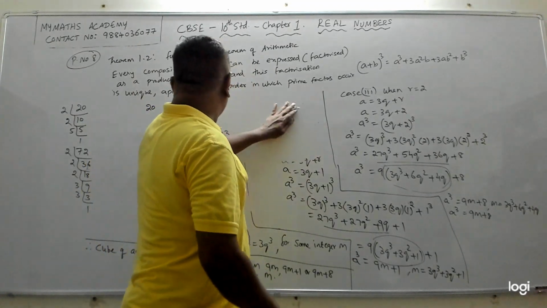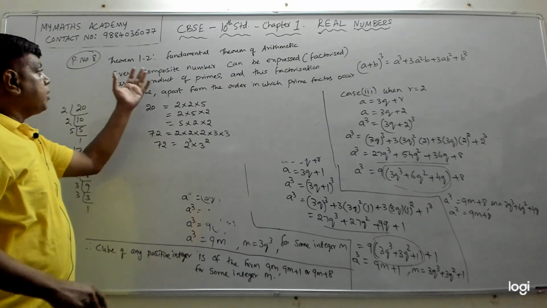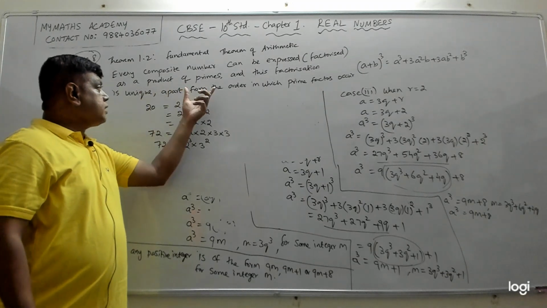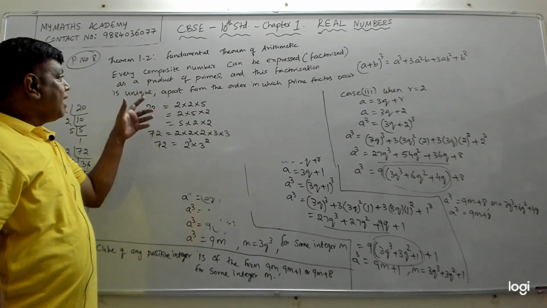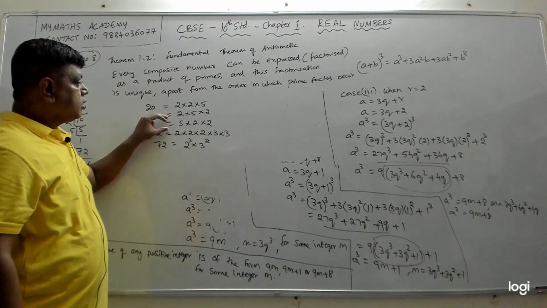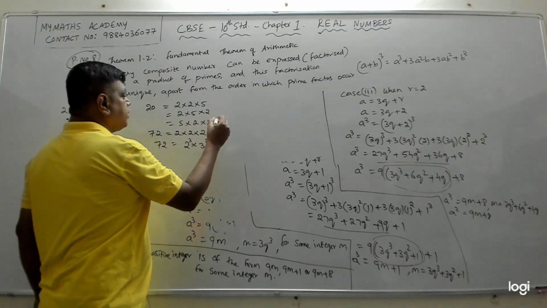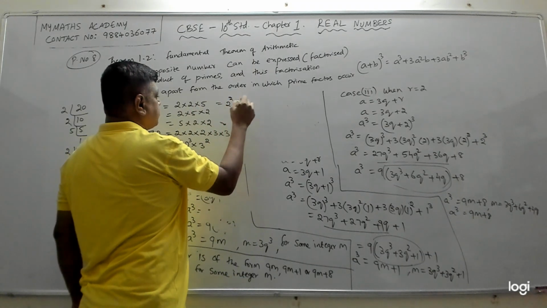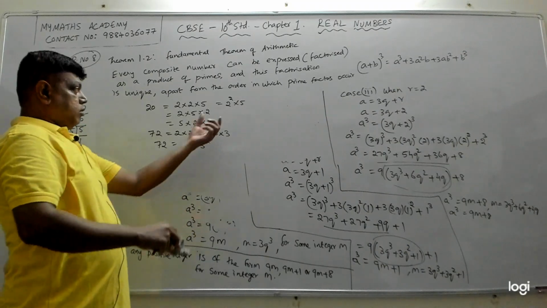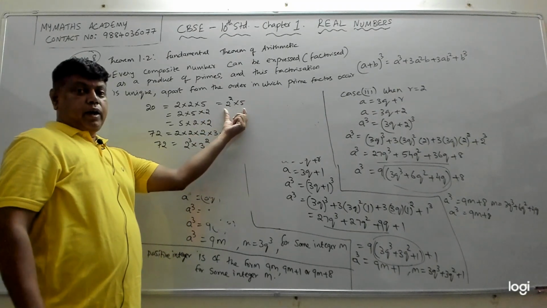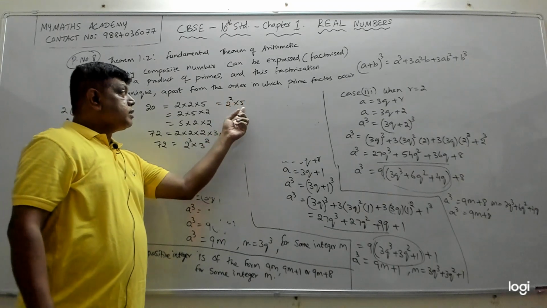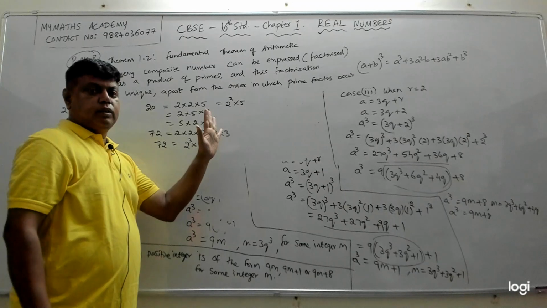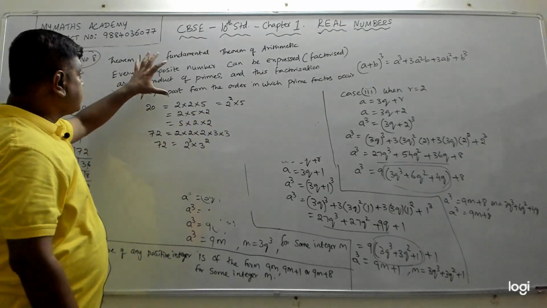Fine? Okay, these are earlier things that you know. So this is what the fundamental theorem of arithmetic says: every composite number can be expressed or factorized as a product of primes, and this factorization is unique. So you can also write this as 2 square into 5. This is unique, but apart from the order in which the prime factors are. I can write 5 into 2 square, or 2 square into 5, but you can't write it in any other format. That's what this theorem states.